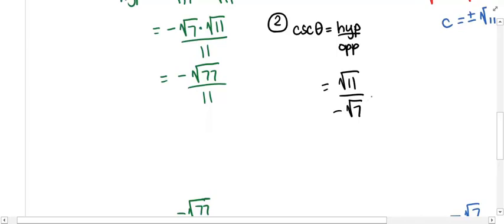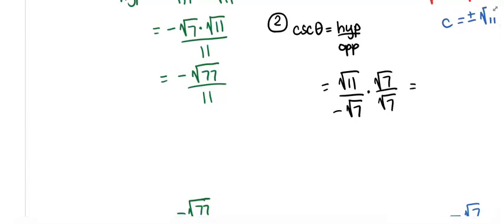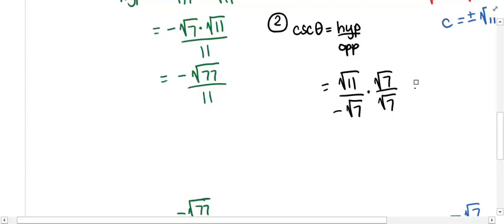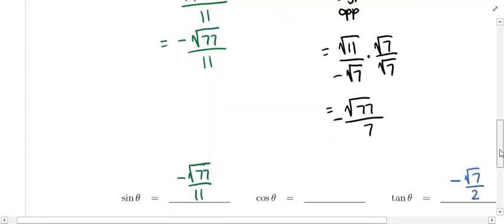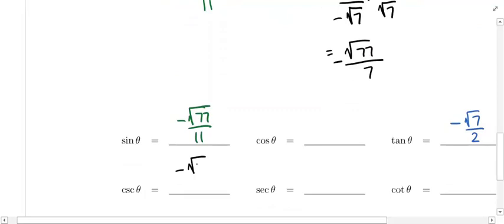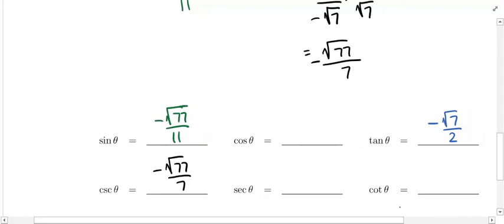Now we just need to rationalize this. I'm going to multiply the top and the bottom by the square root of 7, and multiply across the top and across the bottom. Across the top, we can combine these into one radical. This is going to be the square root of 77 over, and remember this is going to be a negative value, the square root of 7 times the square root of 7 is just 7. So my cosecant value is negative square root of 77 over 7. All right, moving on.